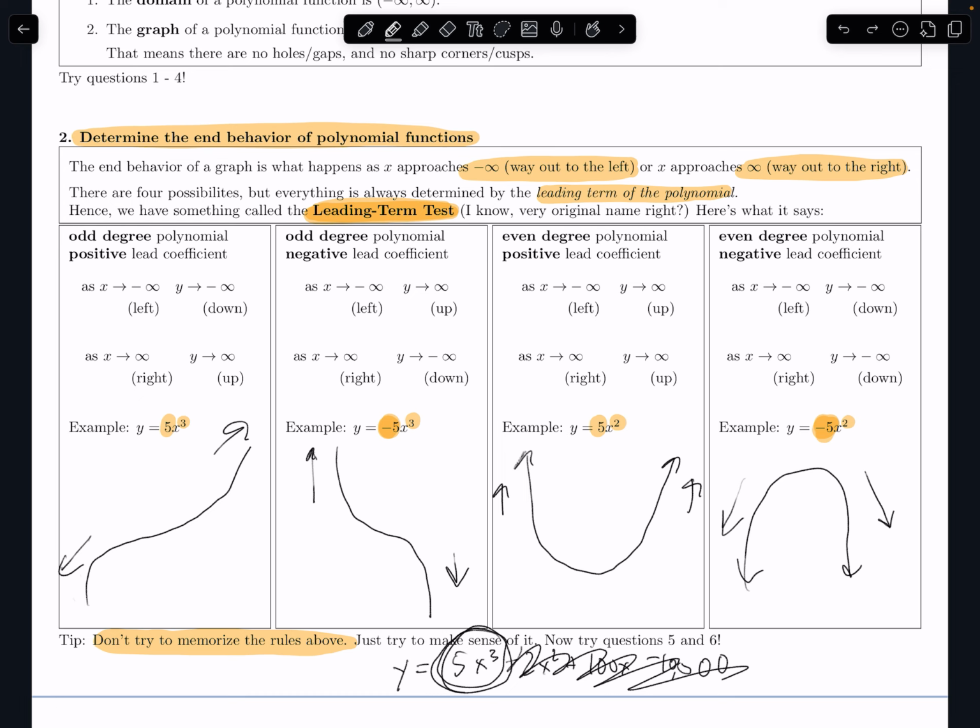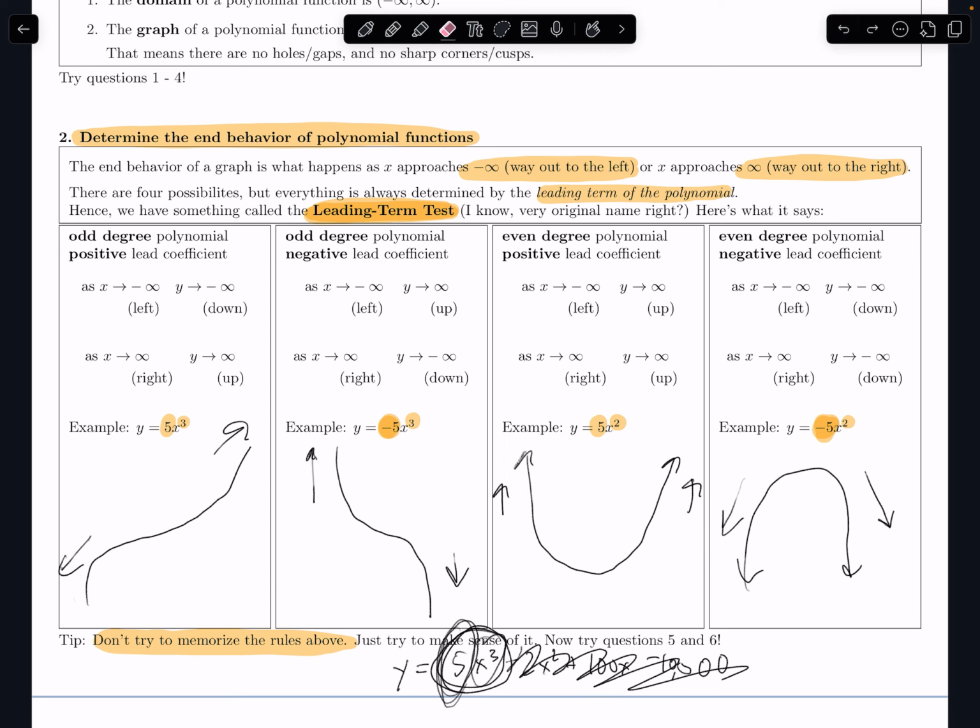So this term is going to overpower everything else, and so the end behavior is going to look like the leading term. And if this x cubed has a negative coefficient, that's going to be negative overall. If you multiply that by a positive number, overall it's going to be negative, and so that follows this pattern going down. So you can make sense of it that way.